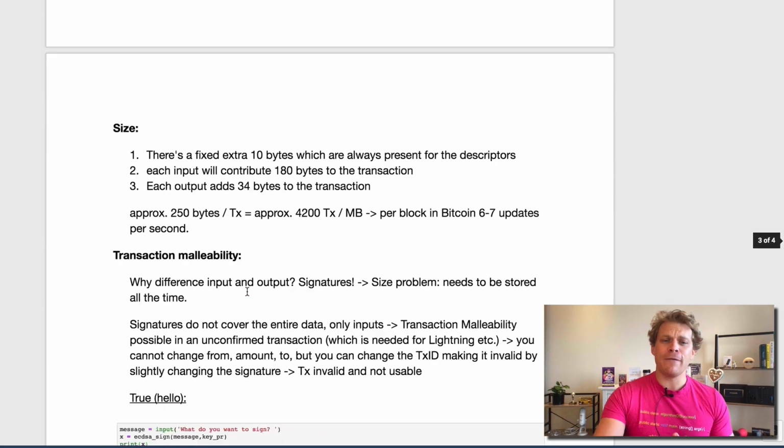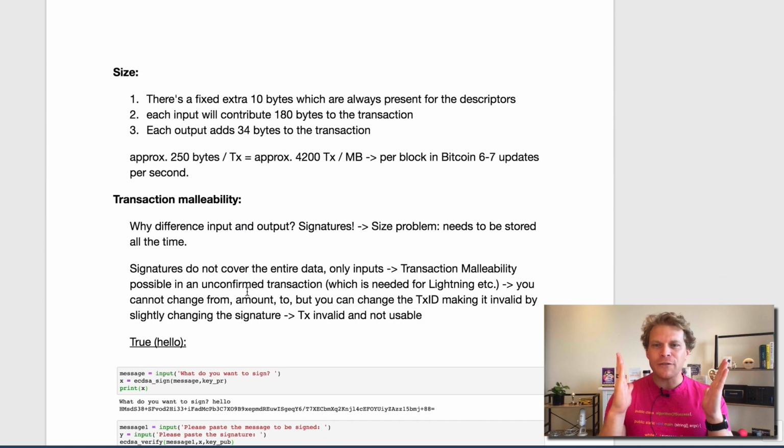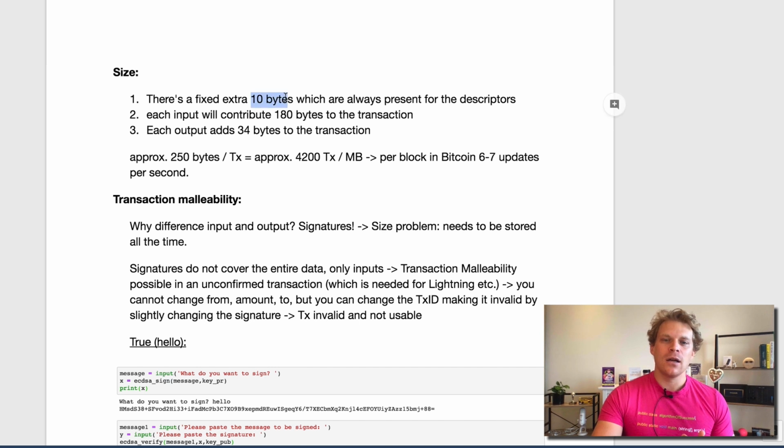So let's go a bit further and think about something else. Let's think of size. How big are these transactions? Well, there's a fixed 10-byte data storage that is present for the so-called descriptors. We need those all the time. We looked at them at the beginning. This is for the version and a lot of extra input. So we have this all the time. They are fixed 10 bytes.